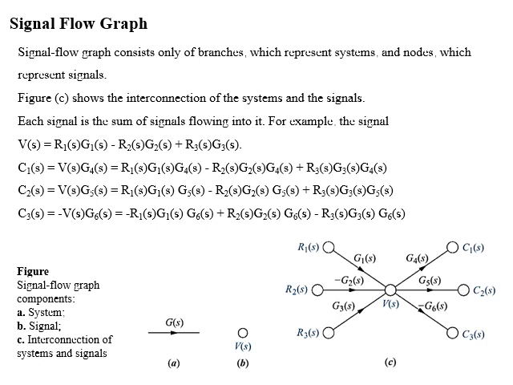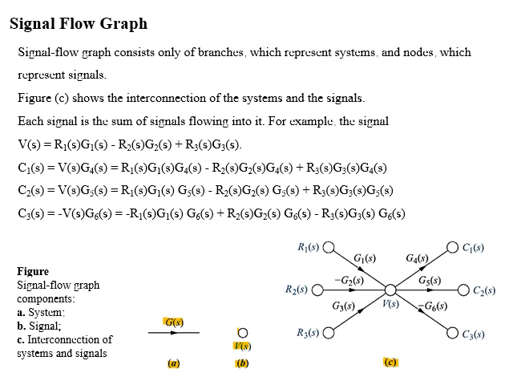Dear students, in block form of representation we have blocks, signals, pickoff point and summing junction, where in signal flow graph we have only branches and nodes. If you look at the figure A, it represents a branch which corresponds to a transfer function of a system G of S. Figure B represents a signal V of S, and the figure C represents interconnection of various signals and system. In this, each signal is the sum of signal flowing into it.